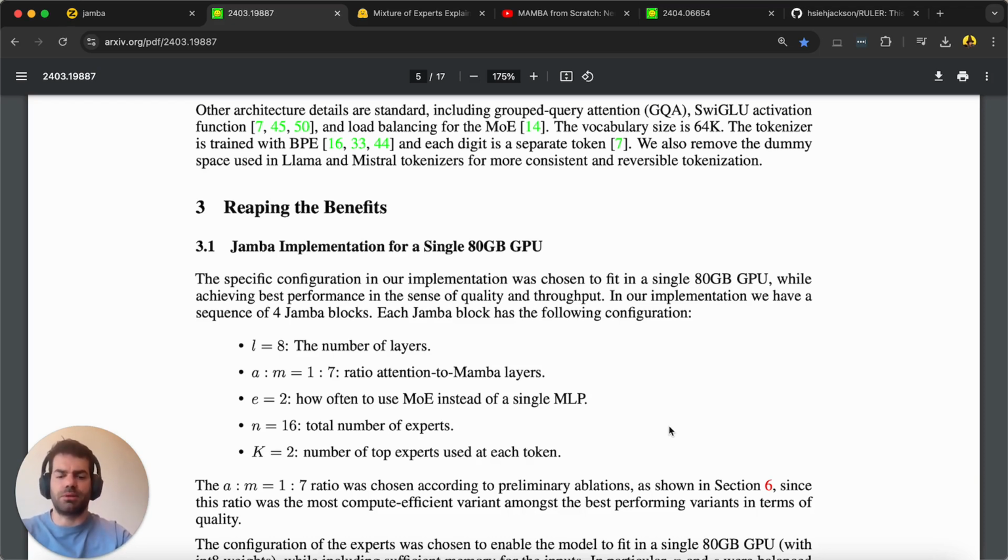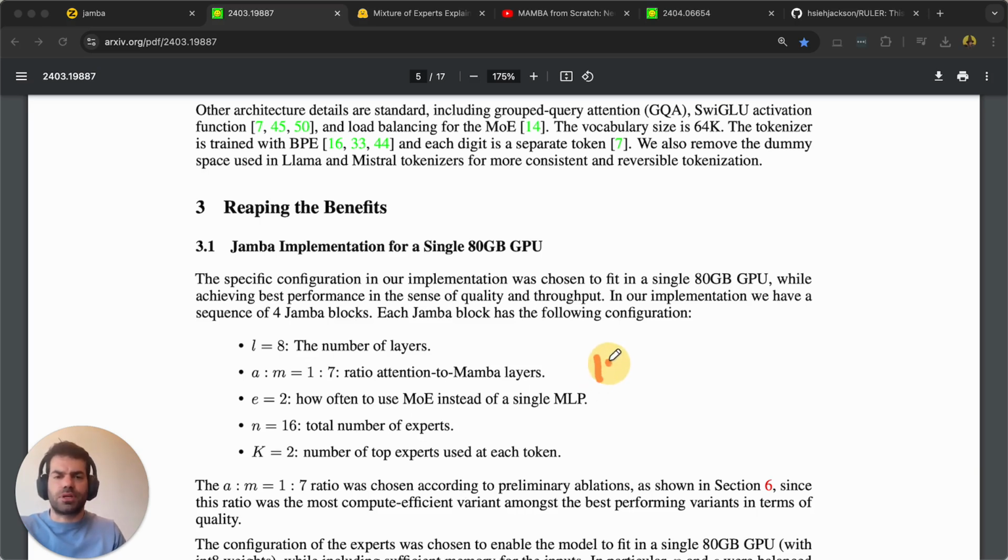Okay, Jamba's implementation for a single 80 gigabyte GPU. This is something that was really, really important. This is really how we chose those parameters. You can see here L equals 8 in the paper. In the actual model, we have 4 Jamba blocks, where in every block we have 8 layers, like we've seen in the image. There is a 1:7 ratio of attention to Mamba layers, which is written somewhere here below.